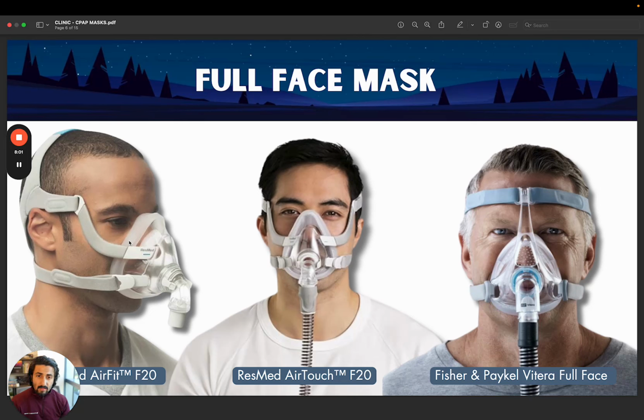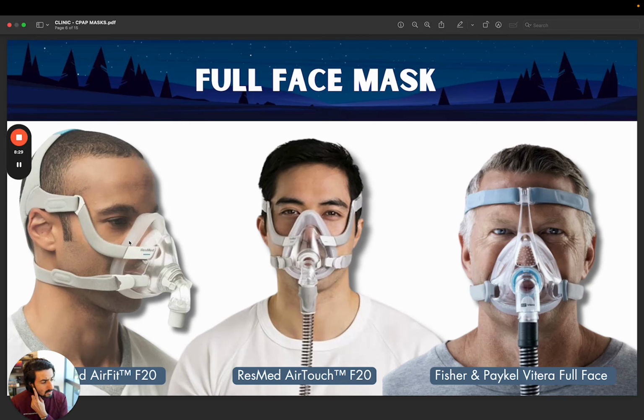So I hope this is helpful in terms of what the different masks available are and how one can think about incorporating these masks into starting to use CPAP. And if you don't get the mask right the first time, that's completely okay. People will typically go through anywhere between 2 to 4 or 5 different masks before they find the right mask that they think is the best one for them.